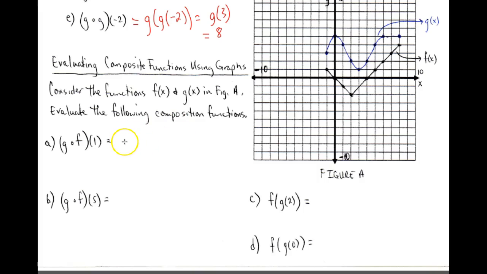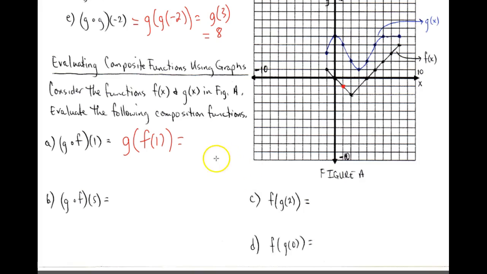So for the first example here, we know that this is going to be g of f of 1. And so the first thing we have to find out, what is f of 1? So when x is 1, which would be right here, our function f is the black one, it would be this point.